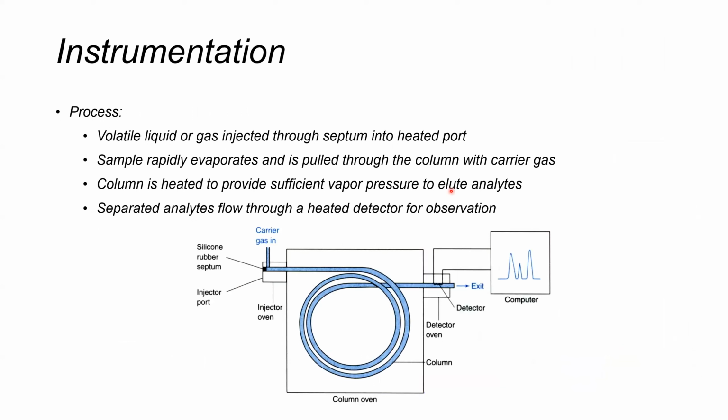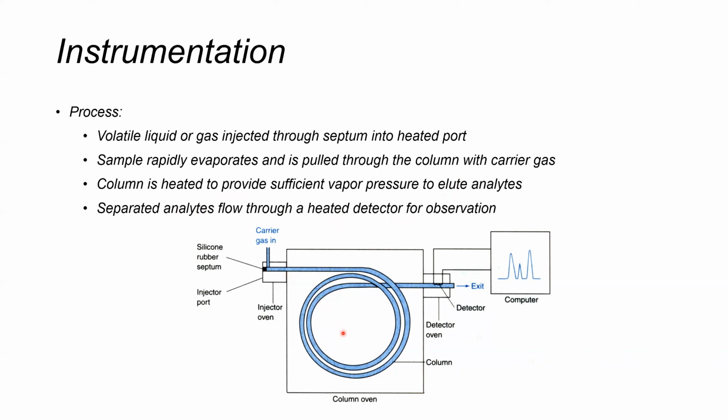So in our gas chromatography machine, we have an instrumentation process. We have a volatile liquid or gas, which is injected through a septum into a heated port. And the sample then rapidly evaporates and is pulled through the column with the carrier gas. The column is then heated to provide sufficient vapor pressure to elute the analytes. If it's not heated, there's a chance that we could have some condensation happening inside of the column, and that would obviously stop our elution process. It would stop our separation process. The separated analytes then flow through a heated detector for observation.